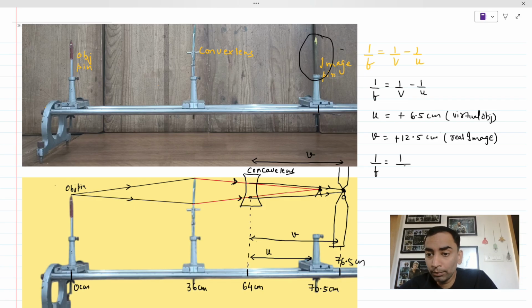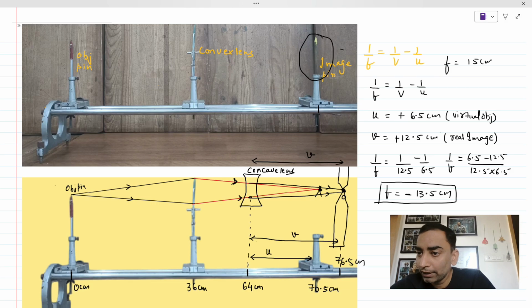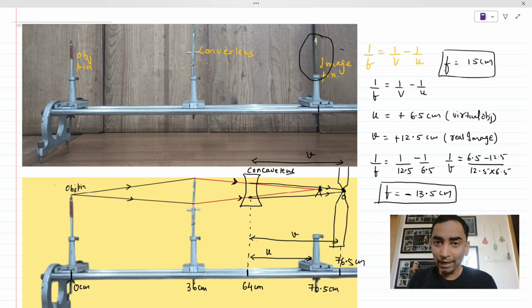So 1/f = 1/12.5 - 1/6.5. Now, if I do the calculation, this is (6.5 - 12.5) upon (12.5 multiplied by 6.5). If I solve this, I was getting the answer as negative 13.5 centimeters. If you solve this, you will get your answer. The actual focal length was 15 centimeters. But due to some errors, and errors are always allowed in the experiment, I got this answer.